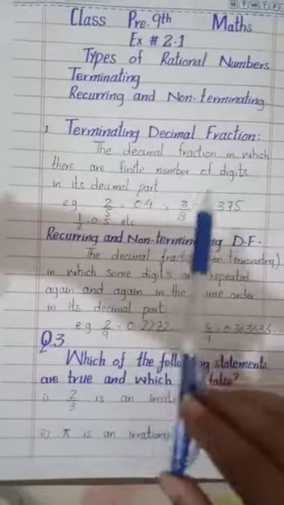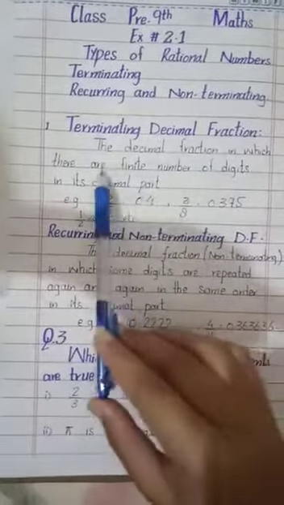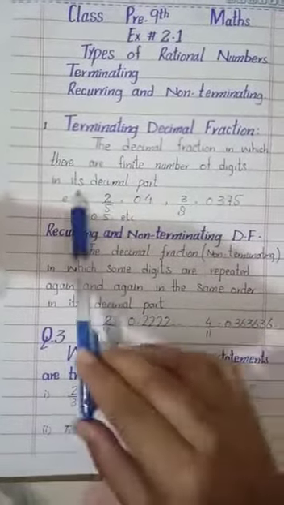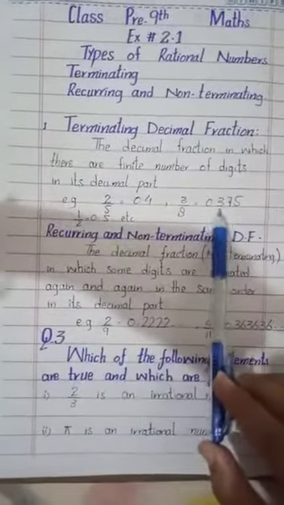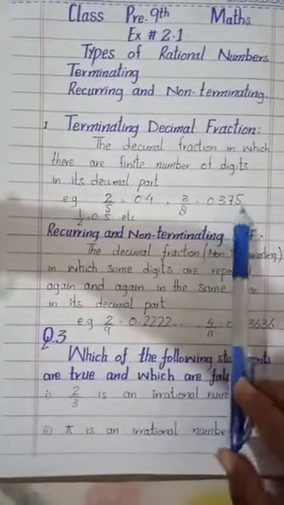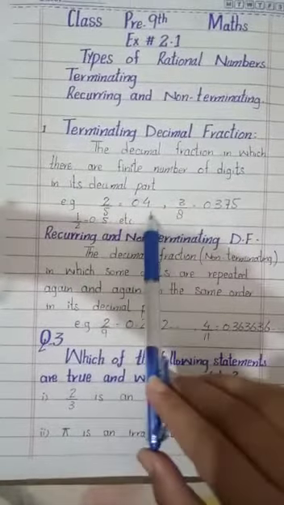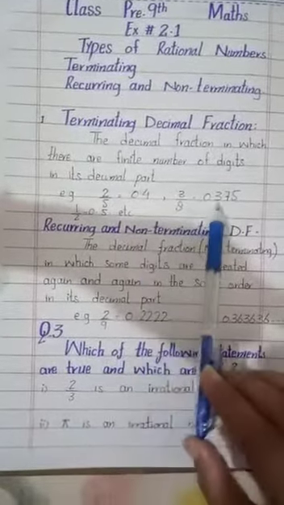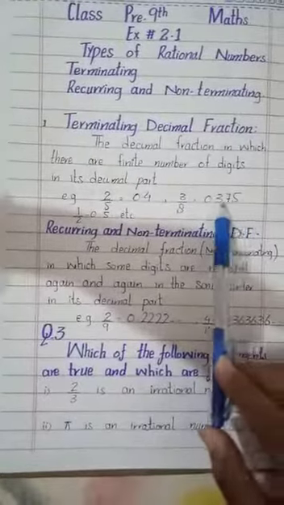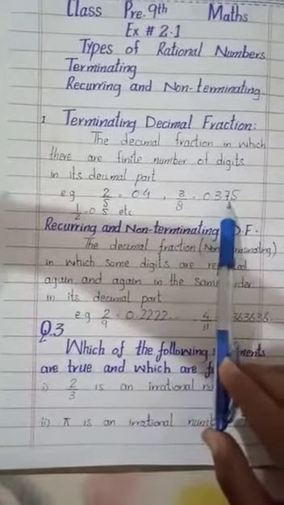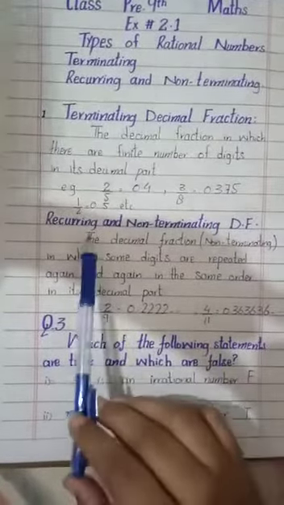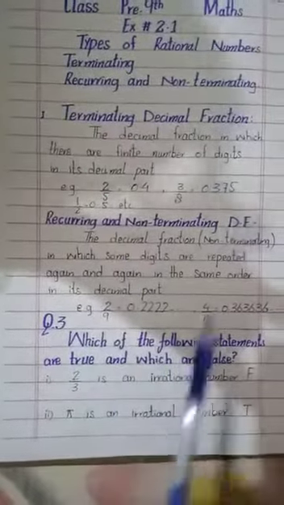Now see the definition. Decimal fraction in which there are finite number of digits in its decimal part. You can see 0.375, after the decimal point the number of digits are finite, so these are called terminating decimal fractions. This is the decimal part, if the number of digits are finite after the decimal point, these are called terminating decimal fraction. Next, recurring and non-terminating decimal fraction.